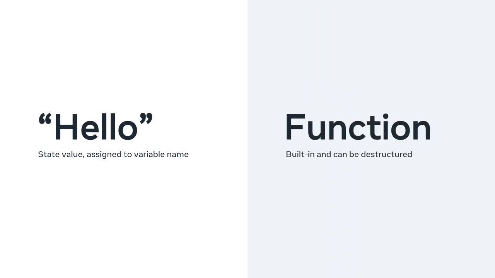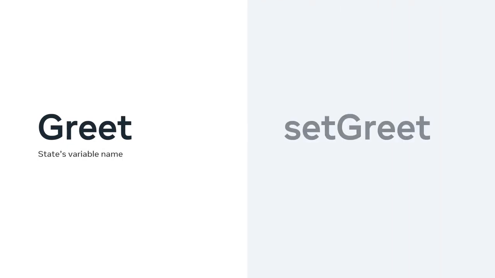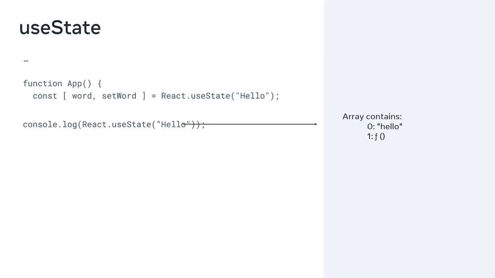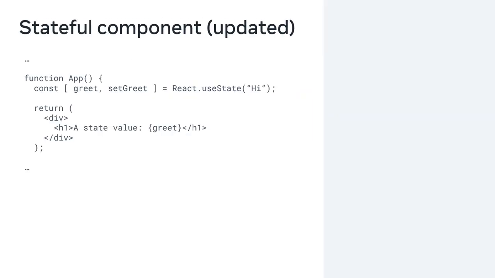The function can be destructured with any name you'd like, but there is a convention to follow. If you set the state's variable name to be greet, then the destructured state function should be setGreet. This is because the second destructured variable is a function that will be used to update the state of the variable. So, let's examine an updated version of the stateful function component. Notice that the setGreet variable is not actually run. That is something that is done elsewhere.